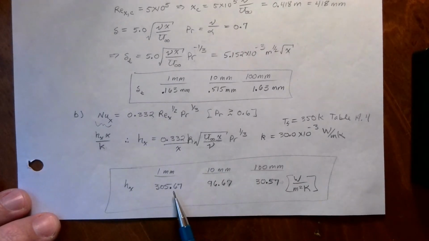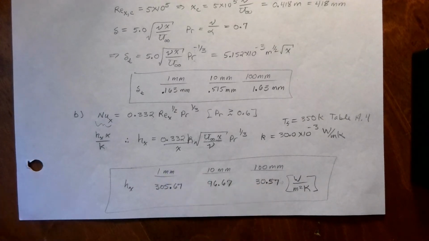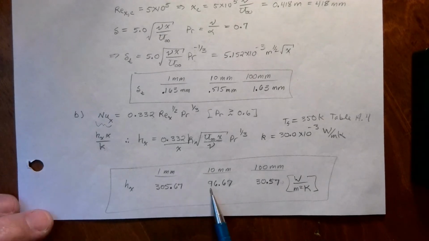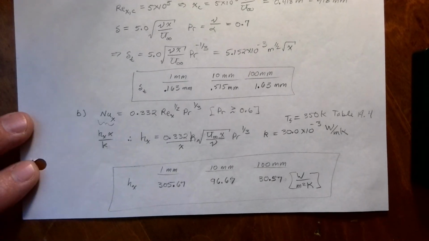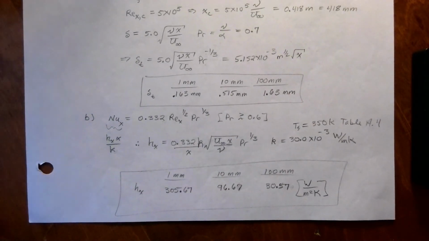I've done those calculations, and so here's h in watts per meter squared. Notice that it's very high early on, and then it decreases as x increases, the trend that we would expect. So it's 300, 96, and then 30 far downstream. These are all believable numbers. Convection coefficient for forced air, it's going to be 30 to 100 for sure. If you remember our reference numbers that they gave us in the textbook in chapter 1, I think it was.